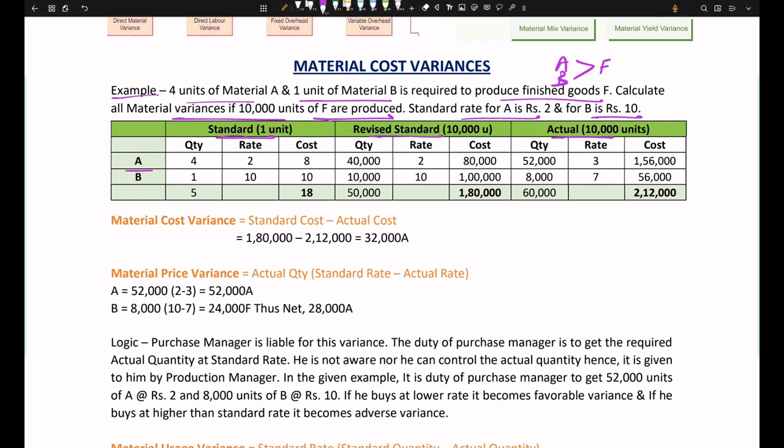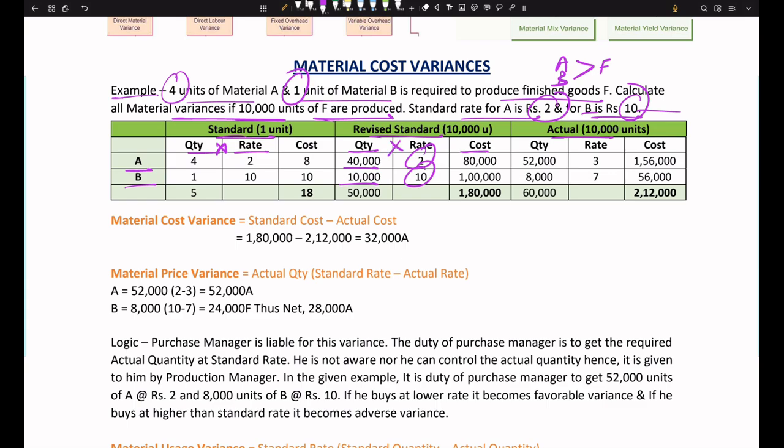So first, A, B, quantity 4 and 1, we are given 4 and 1, and the rate is also given, 2 and 10. We just copy-pasted this and multiplied quantity into rate, and then we got the cost. Then for the revised standard quantity, this is for 10,000 units. So the quantity is 40,000 and 10,000, because 4 is to 1 is the ratio, and the rate is the same as given here, 2 and 10. So the cost is quantity multiplied by rate.